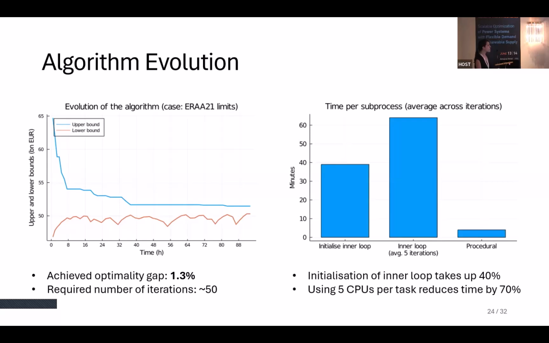However, what we have observed with tests is, for example, if we take advantage of multi-threading, if we use 5 CPUs per task, this will reduce the time by 70%. So it's non-linear. We use 5 CPUs and the time is reduced by 70%, but that's why we stick with the conservative use of one CPU, so that we do not exhaust our quota. But this can be significantly accelerated.